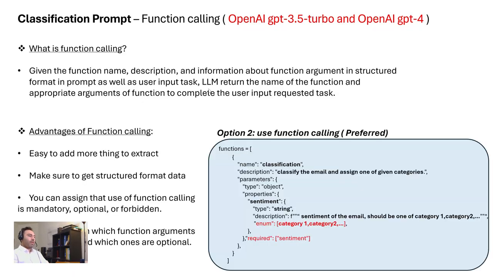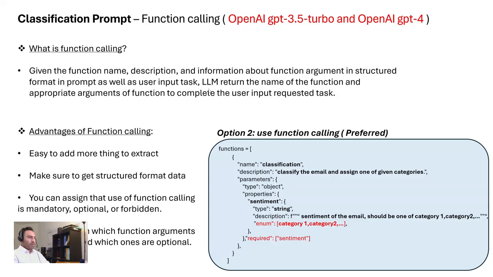And what are the advantages of function calling? First, it is easy to add more things to extract. You can define different variables to extract. You can define different things to extract from the input, not only the classification or the category of the input.